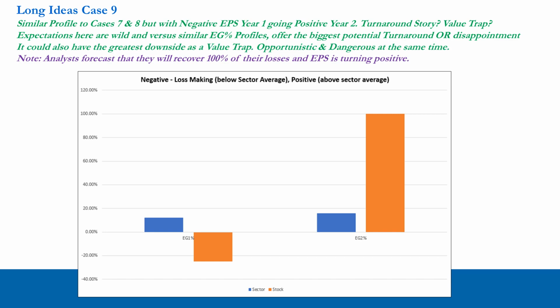But there is a flip side. There is another side to that coin. There is high risk with this one. So there could also be the biggest disappointment. We could also have the greatest downside, and it could be a total value trap. So it's both opportunistic and dangerous at the same time.